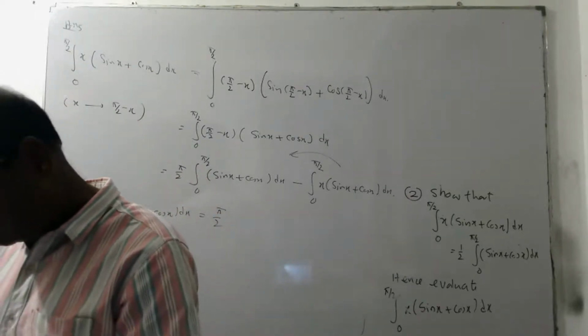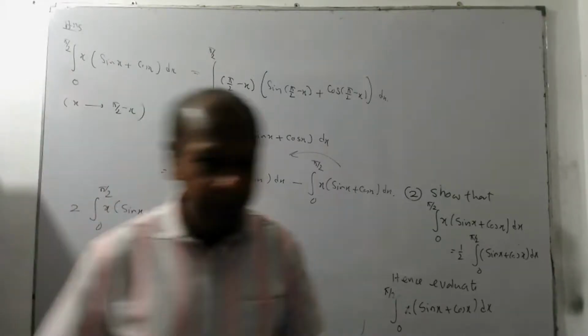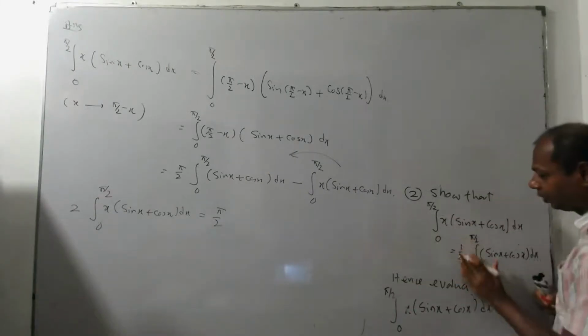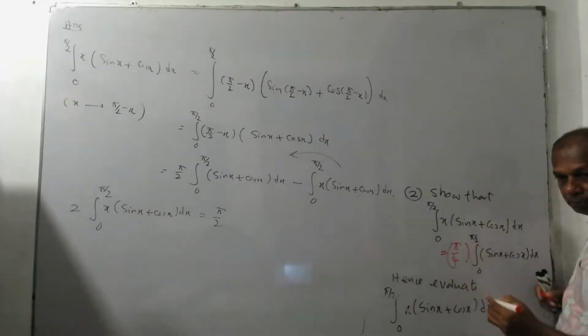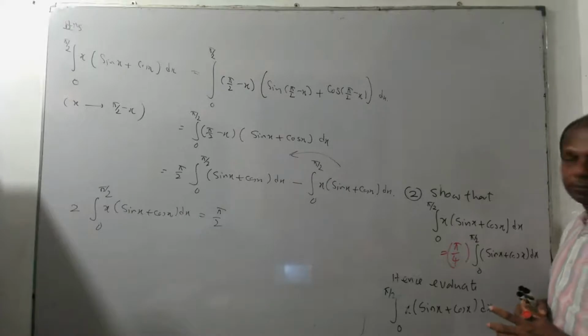It has to be pi by 4, not half. It has to be pi by 4. This has to be pi by 4.